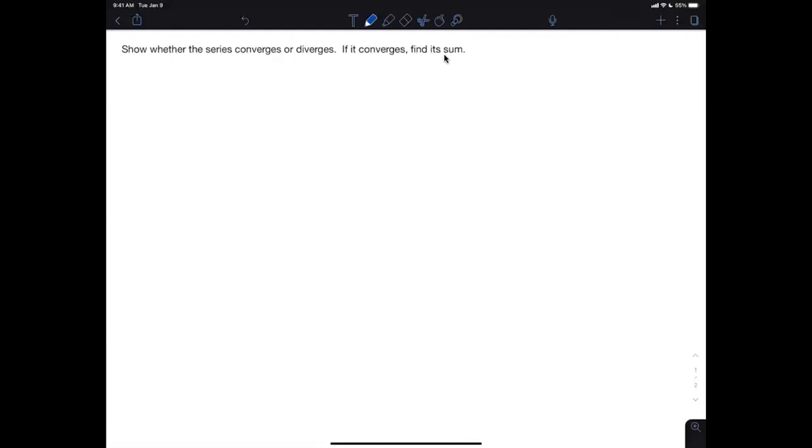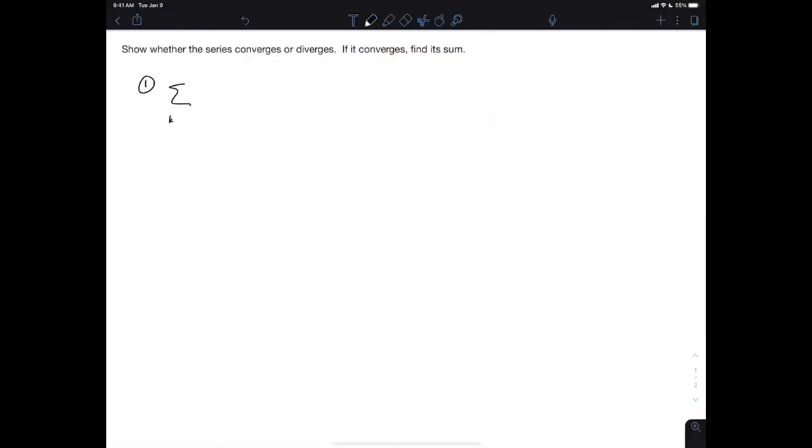Right, so we're going to do a couple problems kind of reviewing what we did yesterday and then move into some new stuff. So the directions for the standard problems right now are going to say show whether the series converges or diverges, and then if it converges, find its sum. And so I want to put two examples on the screen and let you guys try these.